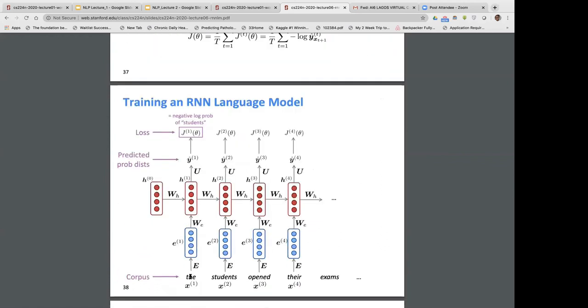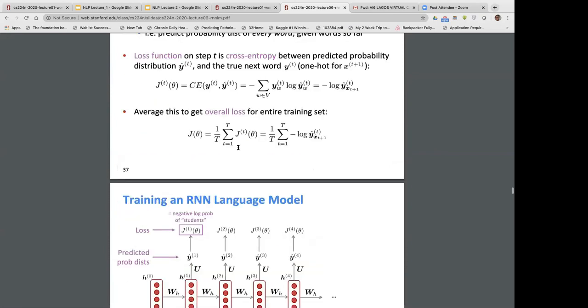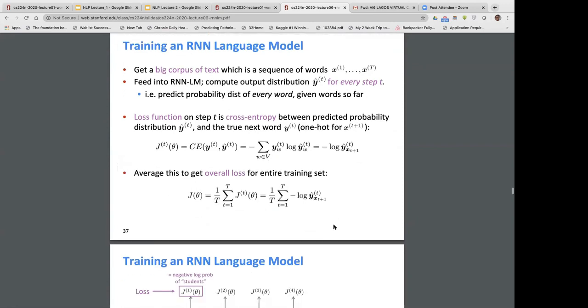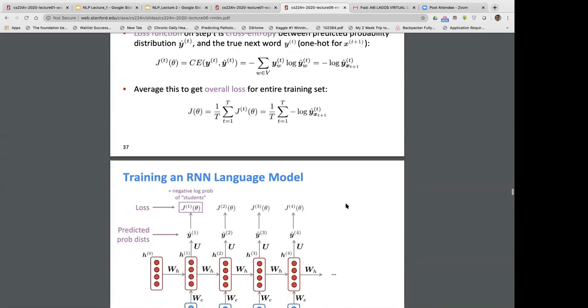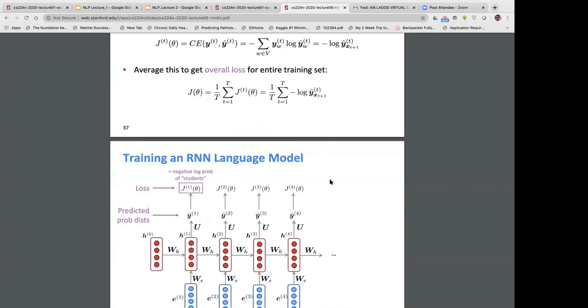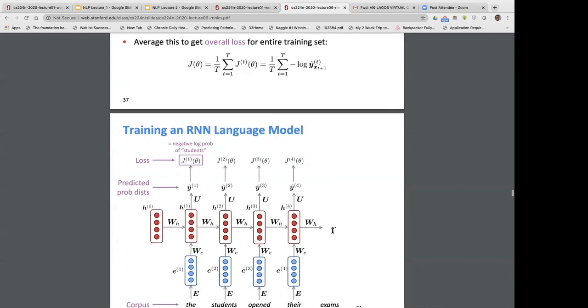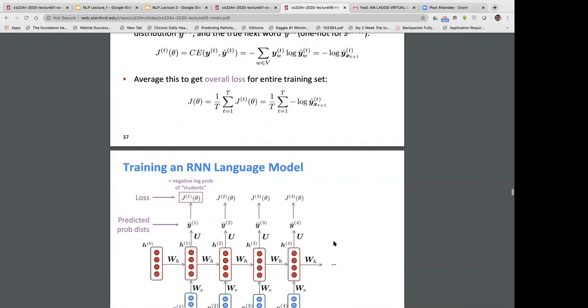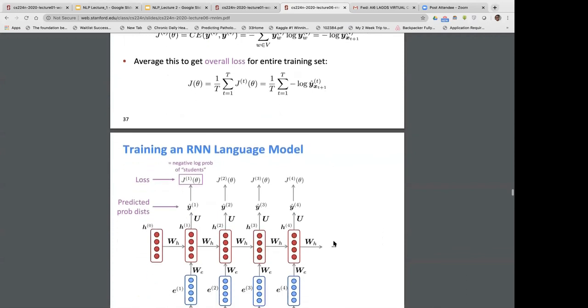So let's say we're supposed to predict "the students opened their exams." Imagine we didn't predict exams. We predicted books, which is wrong in this context. Now you get the negative log likelihood of what you have predicted. Let's say you predicted books. So we get the loss of what you predicted, books, in comparison with what it should have rightly predicted.